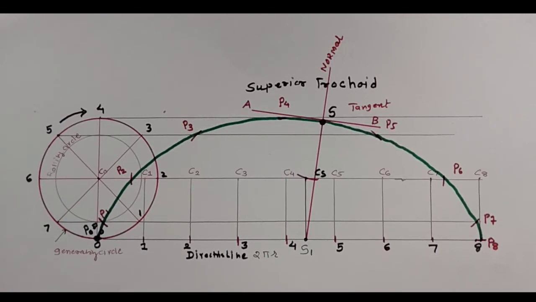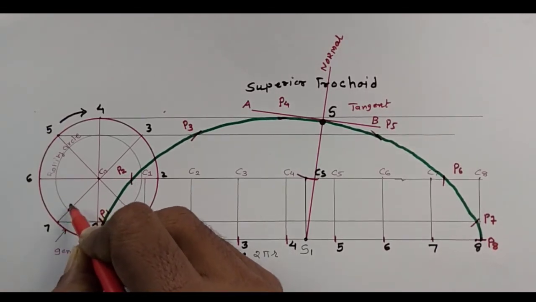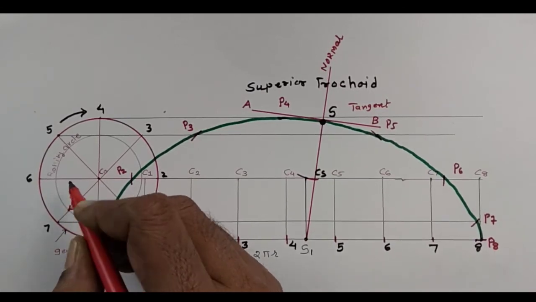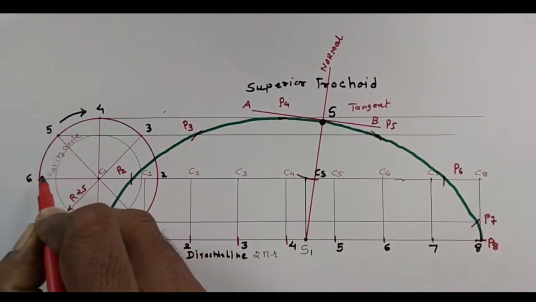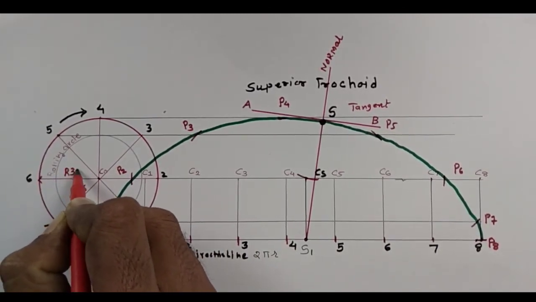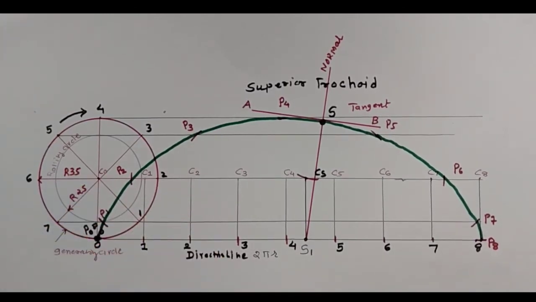So that is a very important problem. You have the rolling circle radius R equal to 25 mm, and your generating circle R is equal to 35. Your point P is outside of the rolling circle, and when it rolls on a straight line without sliding and slipping, in that case the engineering curve generated is always called a superior trochoid.